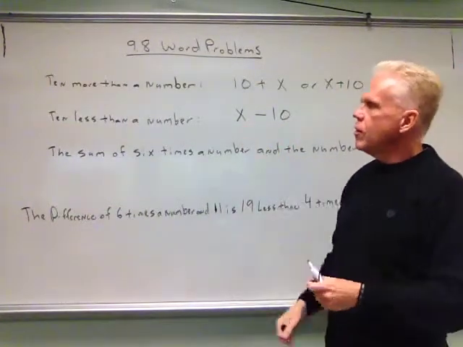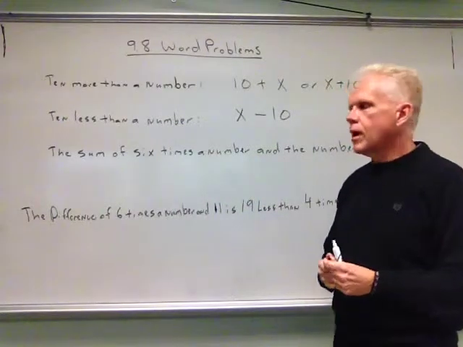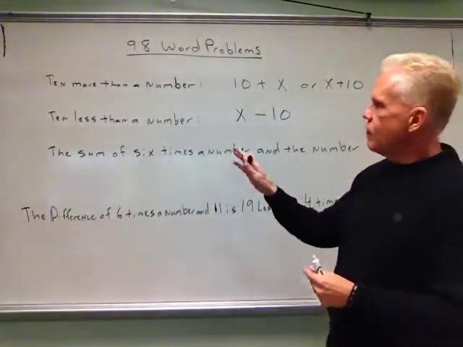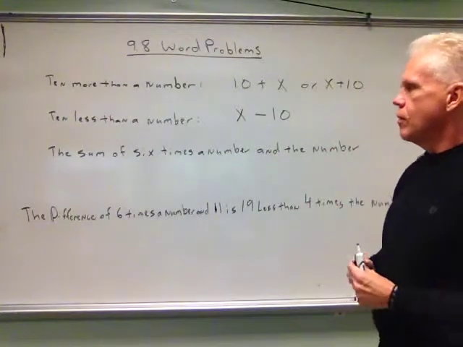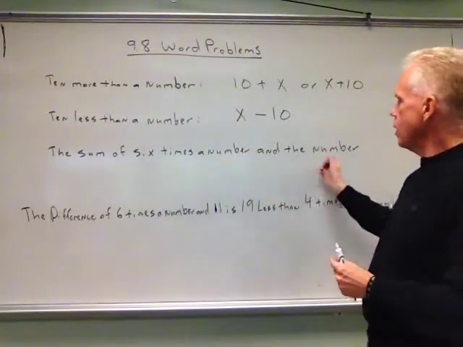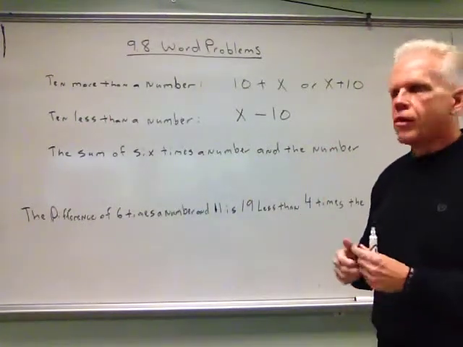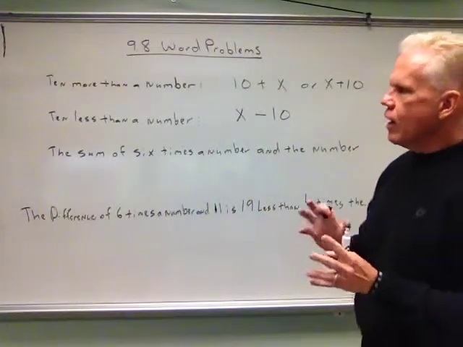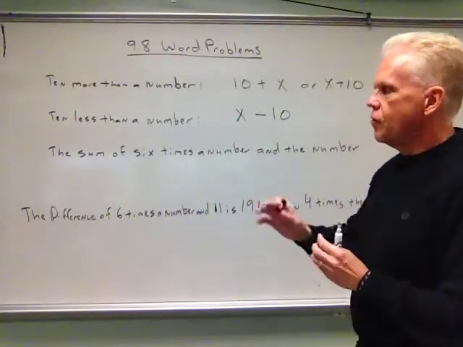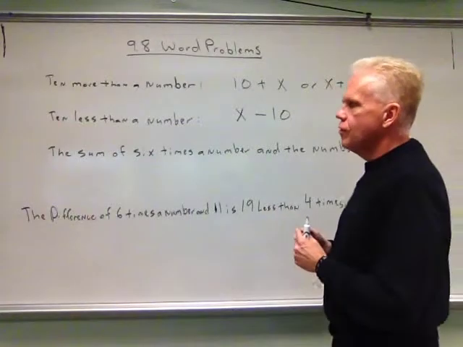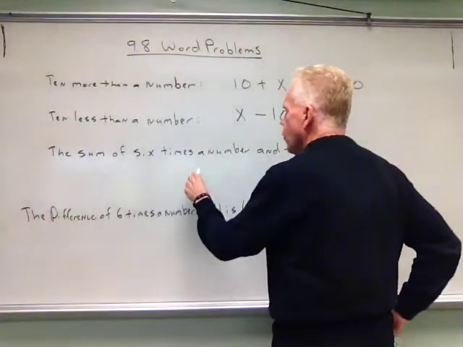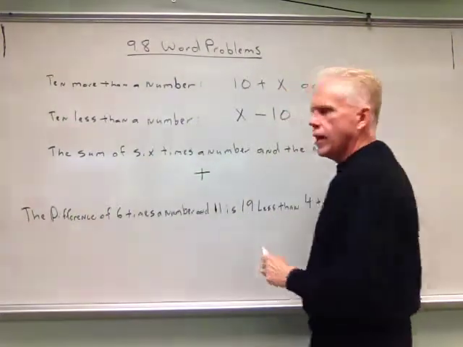All right? Let's move on to this next word puzzle. It gets a little more complex here. The sum of 6 times a number and the number. Of course, a number, the number, that's going to be our variable. It's our unknown. All right, let's start off and break this down a little bit. It starts off with the phrase, the sum. For the sum, what I'm going to do is put a plus sign.